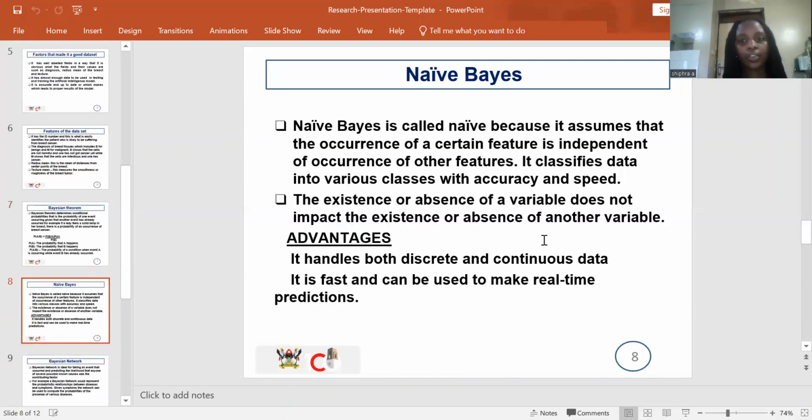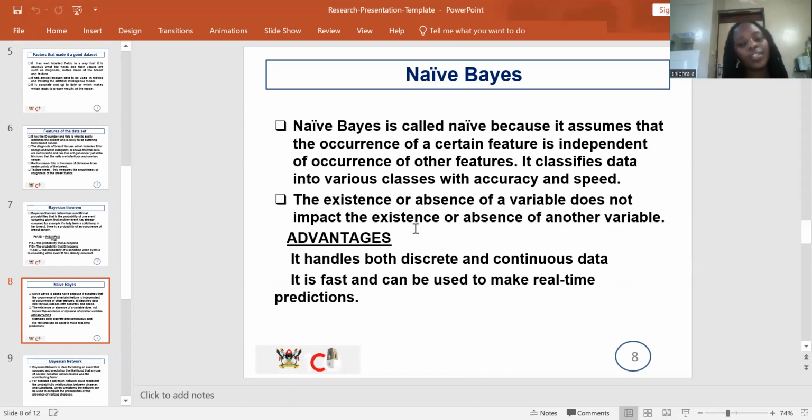And then now we go to Naive Bayes. Naive Bayes is called naive because it assumes that the occurrence of a certain feature is independent of the occurrence of other features. It classifies data into various classes with accuracy and speed. The presence or absence of one variable does not impact the presence or absence of any other variable, meaning all the features are on their own. They do not depend on other features existing.